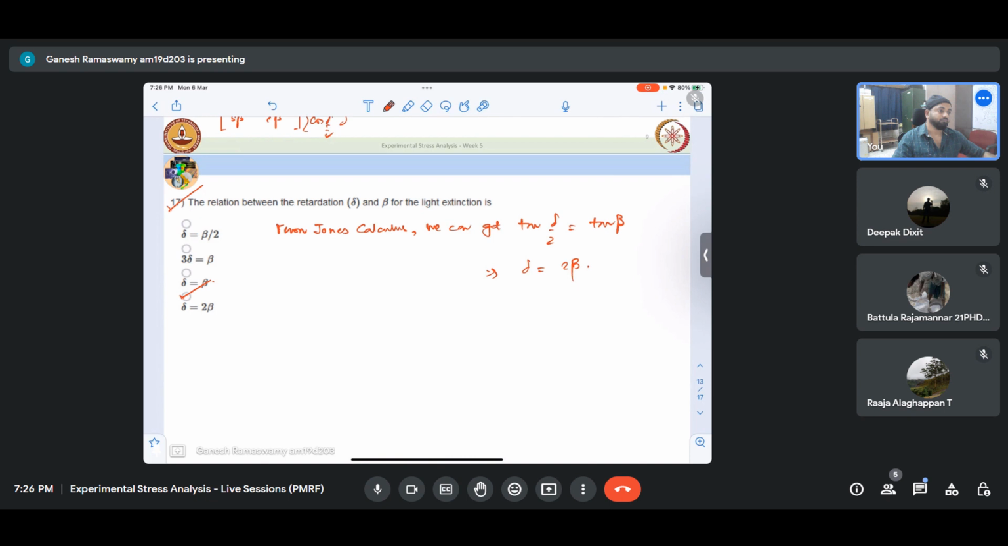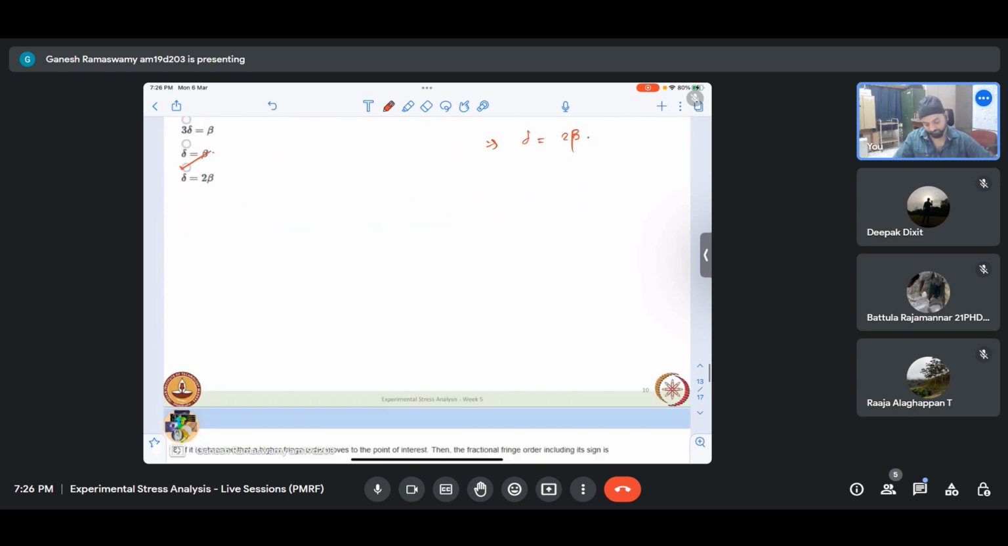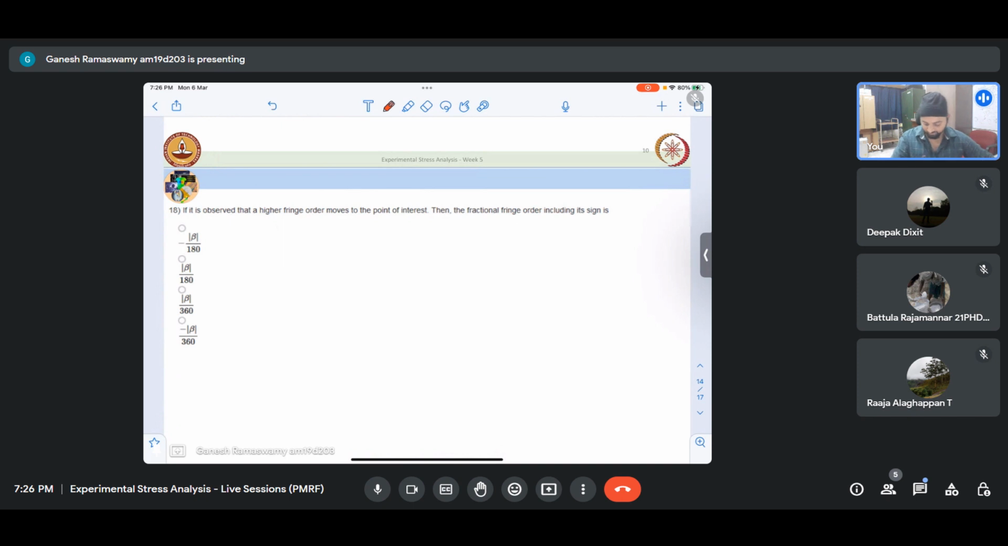So let us look at the next question. If it is observed that a higher fringe order moves to the point of interest, then the fractional fringe order including its sign would be which one? We have already qualified that it is a higher fringe order, which implies that the fringe order at our point of interest is lower than what has moved. So if this is n moved, then n of our point of interest is nothing but n moved minus our nr.